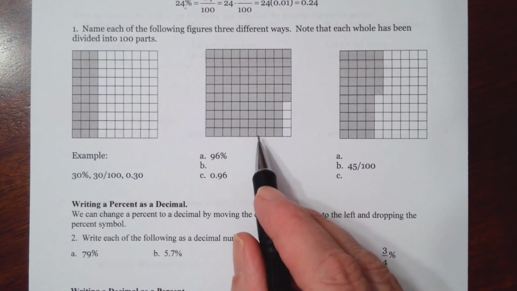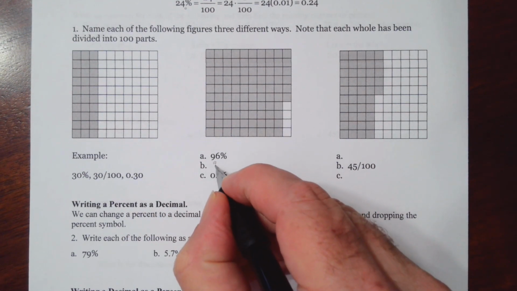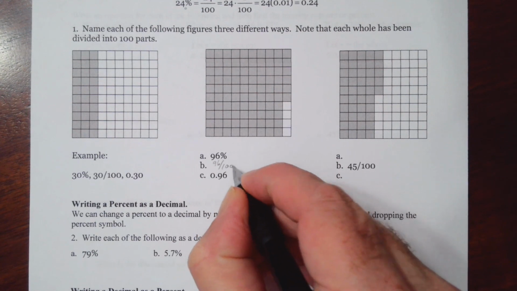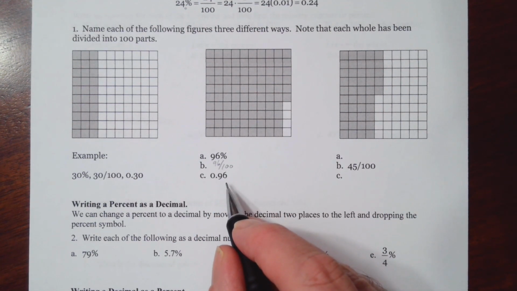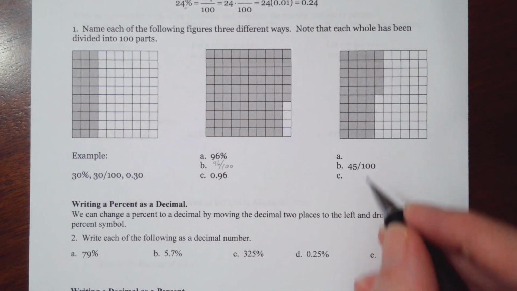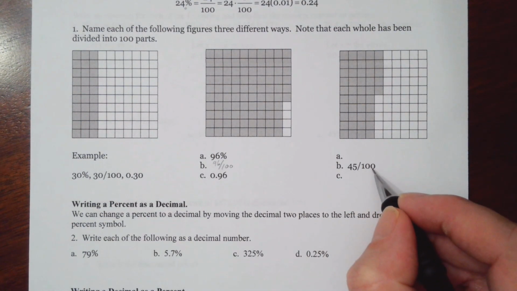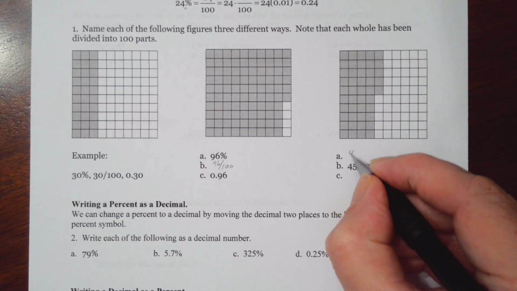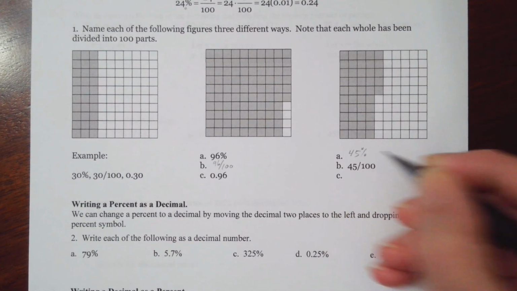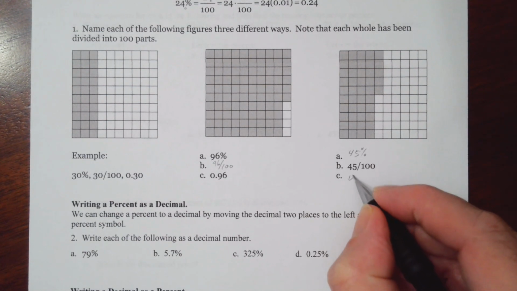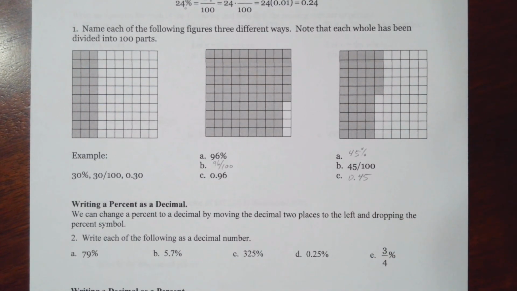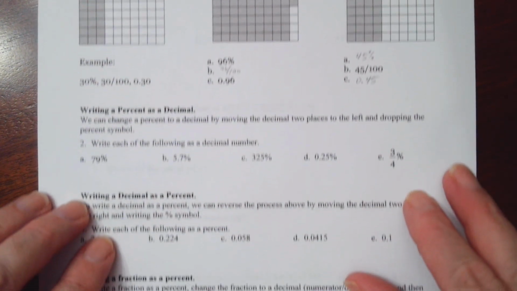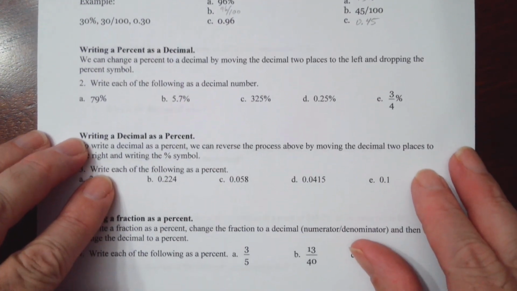So 96%, that means we have 96 hundredths of the square, and you can write 96 hundredths in decimal form. So here you have 45 out of the 100 squares are shaded. So of course that means we have 45% of the square shaded, and we can also write this in decimal form as 0.45.